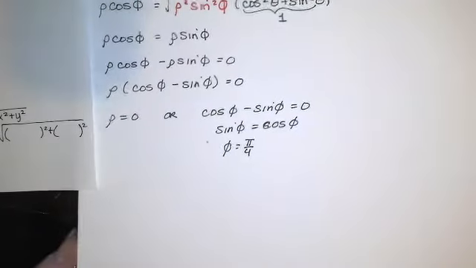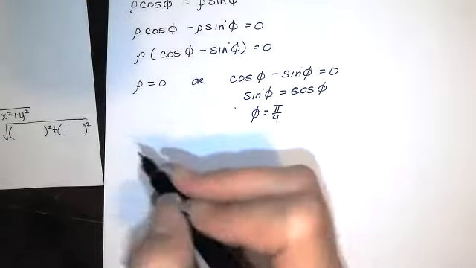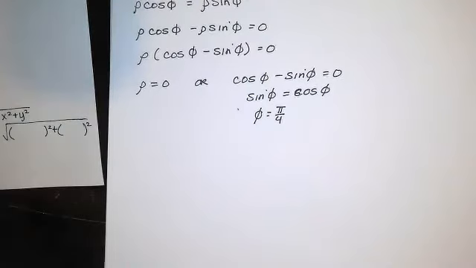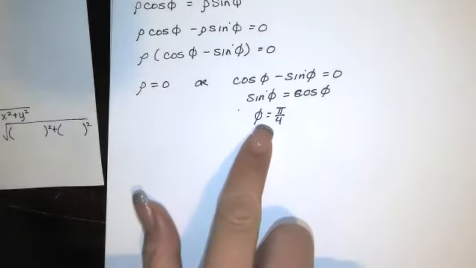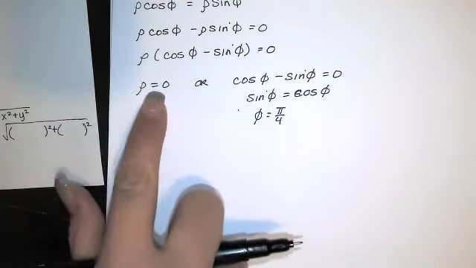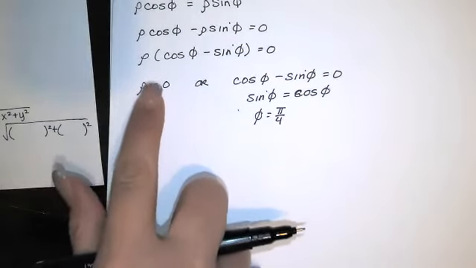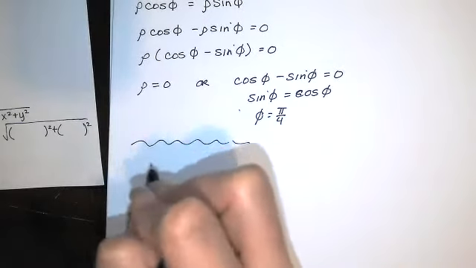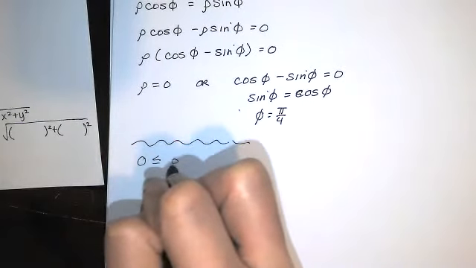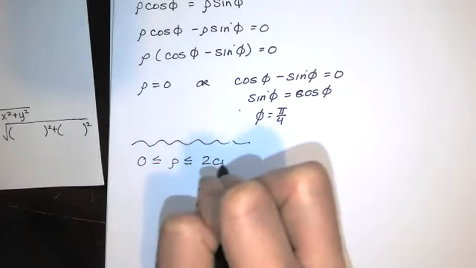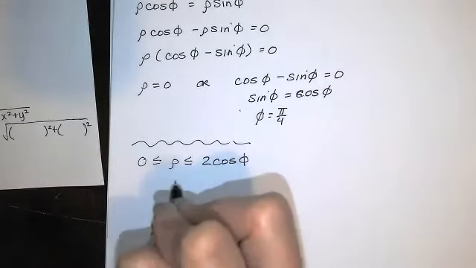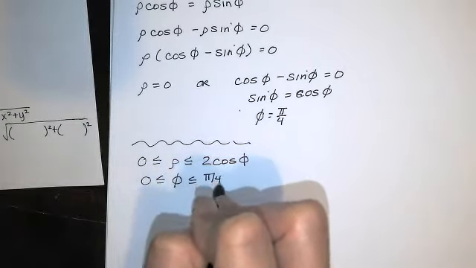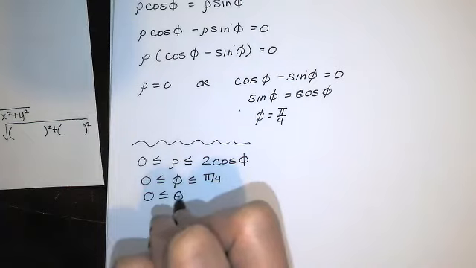And we're going to put all those pieces together now. And actually phi equals pi over 4 does include the rho equals 0 case, so I really don't need that. So here are our bounds. We said rho starts at 0 and goes to 2 cosine of phi. Phi goes from 0 to pi over 4, and theta goes from 0 to 2 pi.